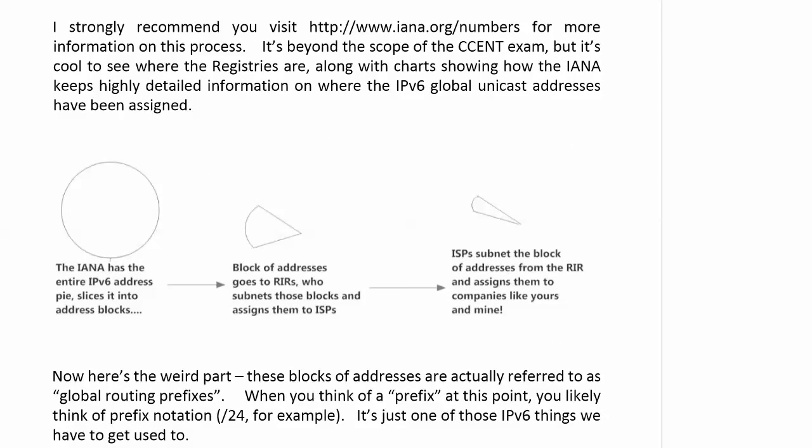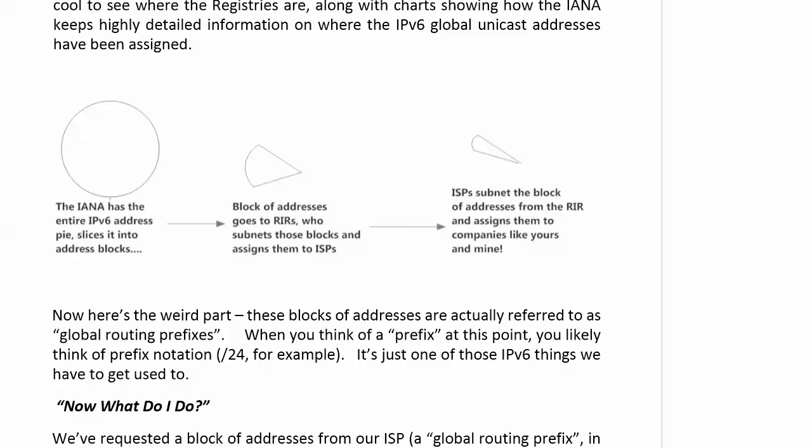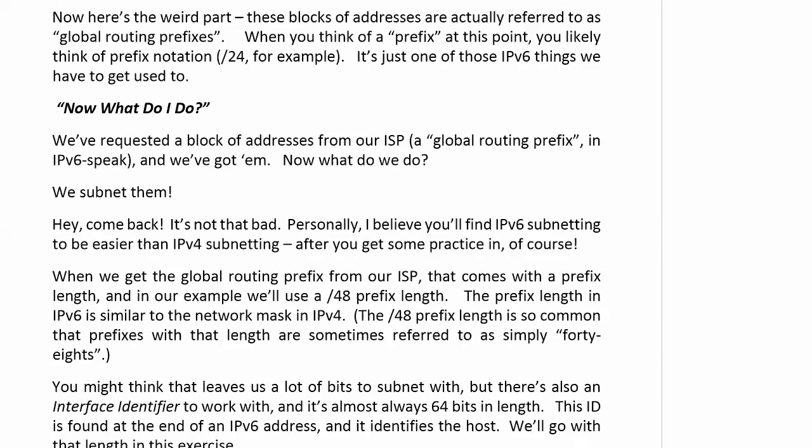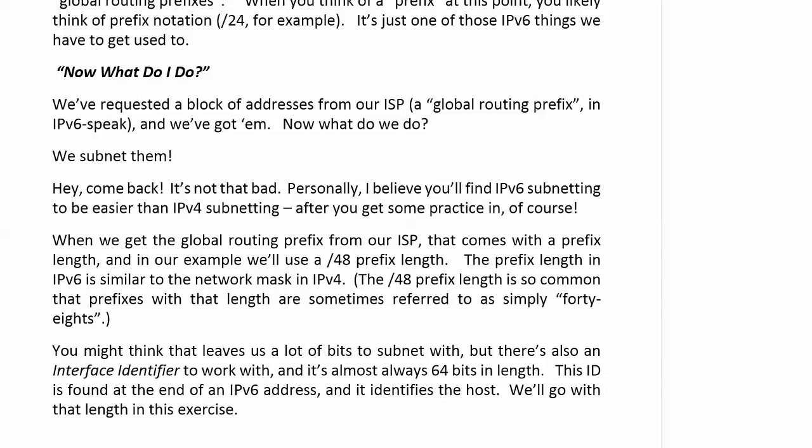Now here's the odd part. These blocks of addresses are actually referred to as global routing prefixes. And when you think of a prefix at this point, you likely think of, say, prefix notation. It's just one of those IPv6 things we have to get used to. And again, that block of addresses is called the global routing prefix. So you and I, as the network admins, have requested a block of addresses from the ISP, a global routing prefix, if you will, and we got it.